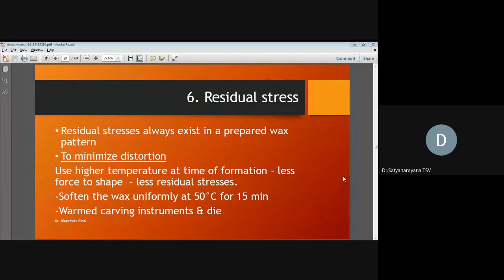Soften the wax uniformly at 50 degrees for 15 minutes, and a warm carving instrument and die should be used. Obviously, the wax pattern also should be uniformly heated and softened at 50 degrees for 15 minutes, so that the residual stresses and all are getting minimized.